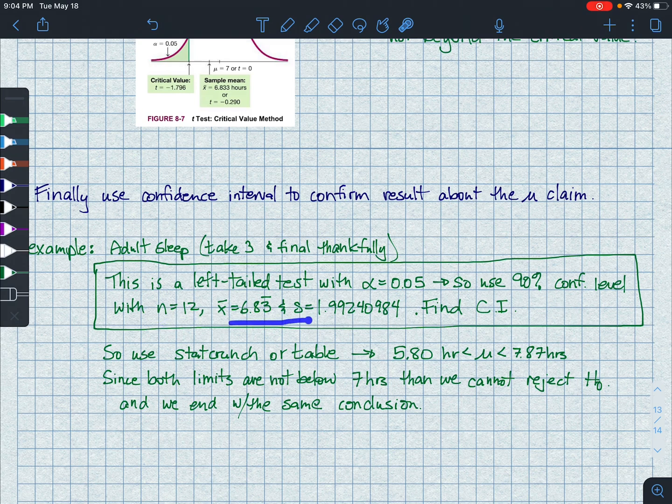So I take n equals 12, and I take my data, and I run the stuff that we did in chapter 7 to get the confidence interval. You can go to StatCrunch too and get the confidence interval there, but here we get it. Now notice, yeah, that limit, less than 7. This limit, not so much. So because both limits are not below 7, then we cannot reject our null hypothesis. Okay, ending with the same conclusion.